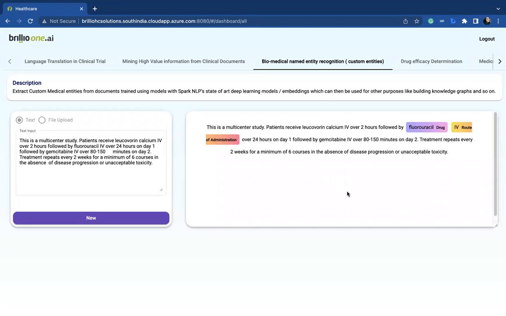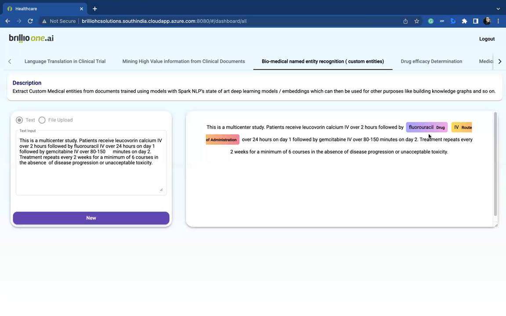The third use case here is on building a named entity recognition model for custom biomedical entities. This was trained using Spark NLP state-of-the-art deep learning models and medical embeddings, which can then be used for other purposes like building knowledge graphs and so on. Now, the highlight of this solution is in the way we had automated the generation of the labeled data or the annotation data for the NER problem. We made use of pre-annotations and active learning strategies with minimal human involvement to build the final model.